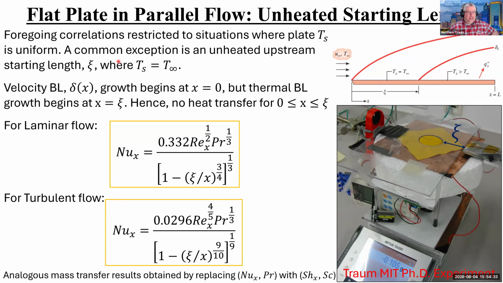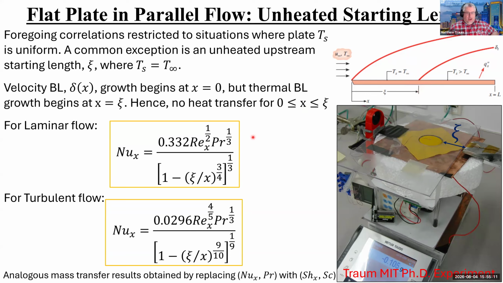Okay, so we have this unheated starting length, right? Unheated starting length, and then all of a sudden we have a portion that's heated, and so how do we handle that? The velocity boundary layer is going to start growing right from the leading edge of the plate. The thermal boundary layer is not going to start until the flow actually reaches the spot where the plate starts to get heated. And there is no heat transfer from the plate to the free stream all the way up until the boundary layer reaches the spot where the plate gets heated.